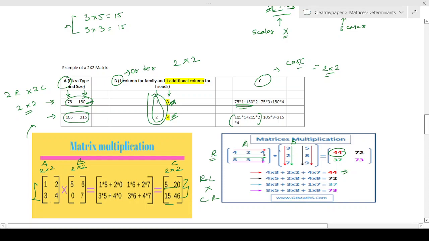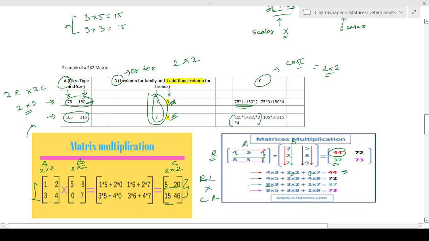It's 4 into 3, 2 into 2, and 4 into 7, right? And they got this number, 44. And then they have taken the second row and again multiplied with the first column. If you see over here, second row and first column, for this number 37, and then this number. That's how they multiplied. So row, column, and that's what they do.